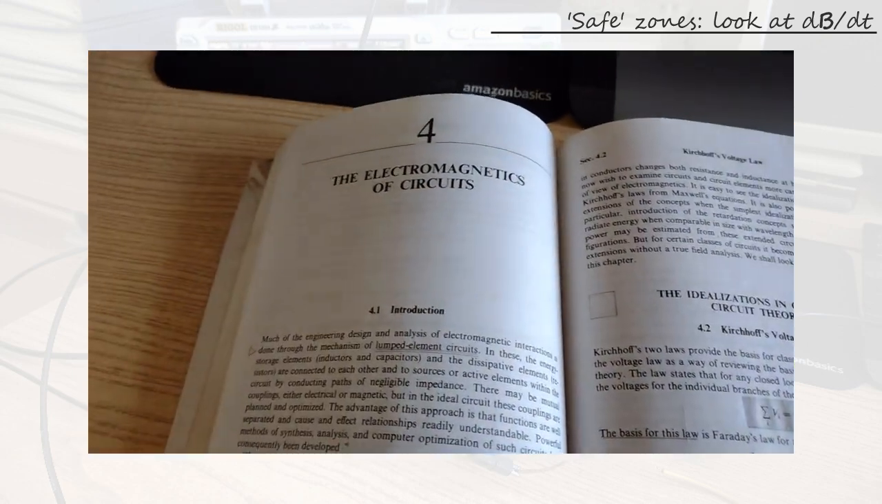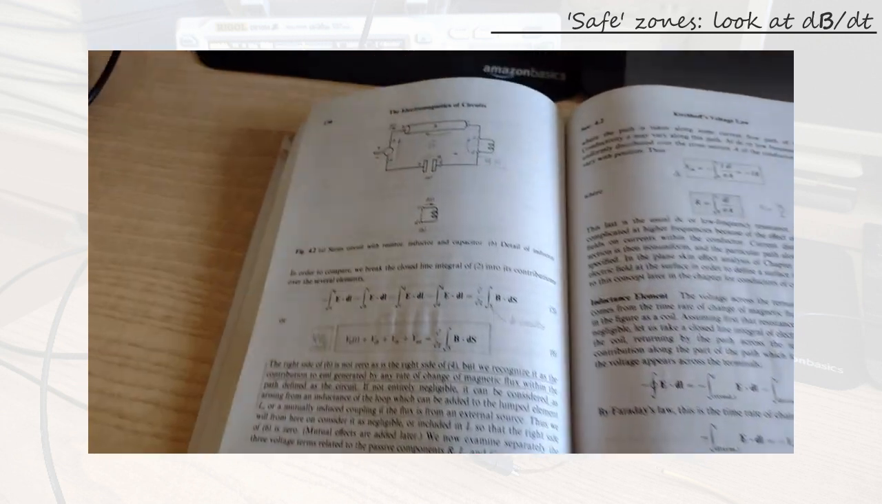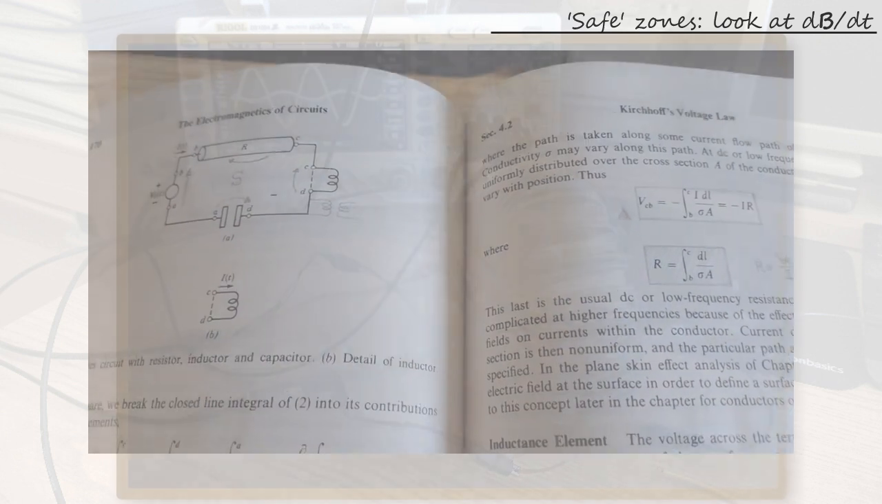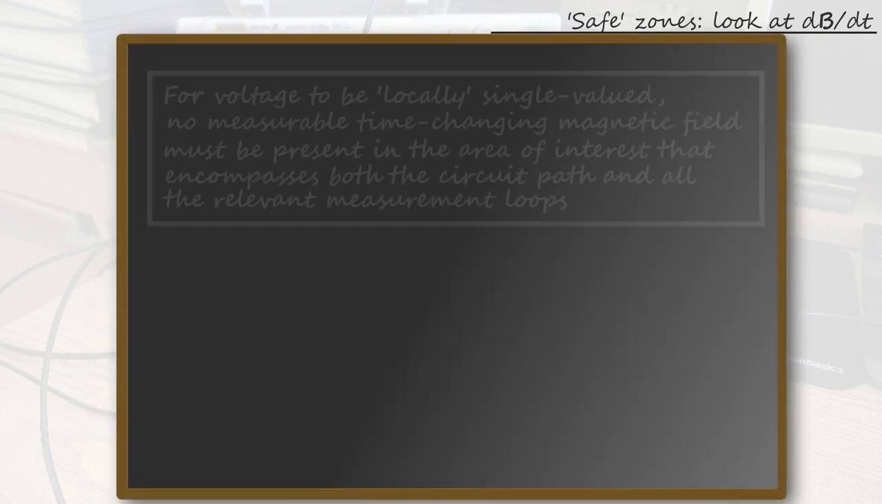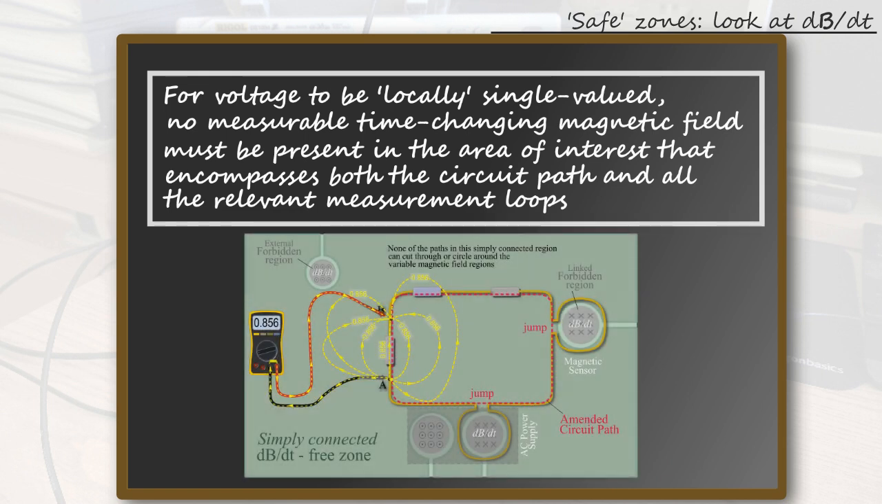I will get into the details of why the jump can be considered a valid part of the circuit path in the video about KVL. For now, the key takeaway is that for voltage to be locally single-valued, no measurable time-changing magnetic field must be present in the area of interest encompassing both the circuit path and all relevant measurement loops.